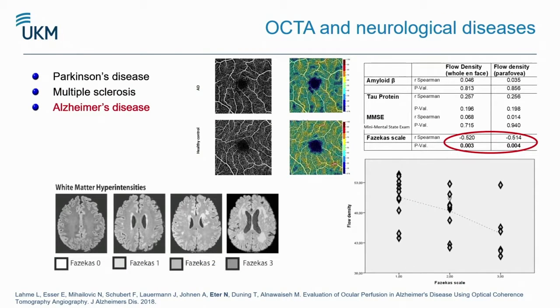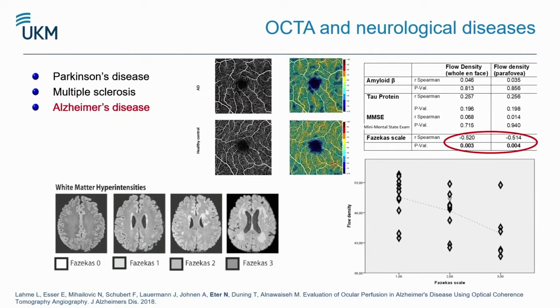There's increasing evidence that there is a vascular component to Alzheimer's dementia. So far, this vascular component can only be detected by MRI imaging, where the white matter hyperintensities are thought to be the small vessel defect. And so, therefore, this is the index for the vascular component. Now, we found that in Alzheimer's disease patients, the flow density measured on OCTA highly correlated with the Fazekas scale, which is the scale for the white matter hyperintensities. So there was a high correlation.